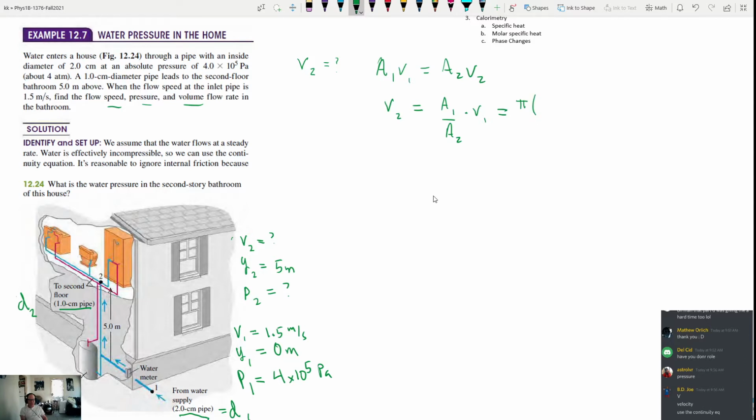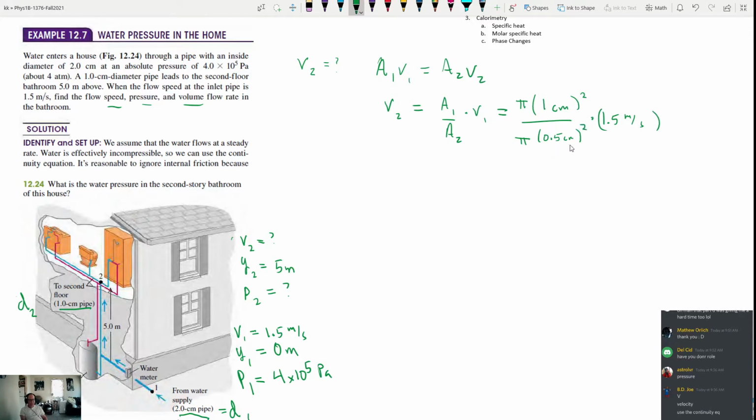For the areas, we have diameters, so we're going to use the area of a circle, which is pi times radius squared. The diameter at the bottom is 2 cm, so we write the radius as 1 cm. For A2, the diameter is 1 cm, so we write the radius as 0.5 cm. That's the ratio of the areas. It's going to give us a factor of 4. We multiply that times the velocity at point 1, which was 1.5.